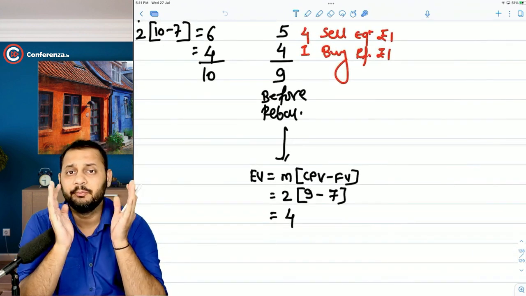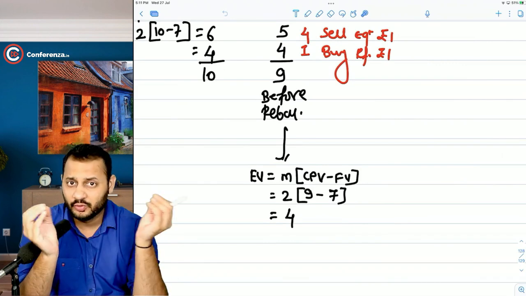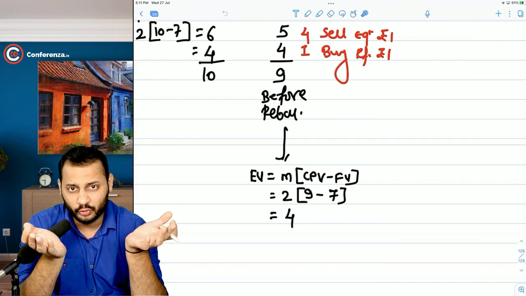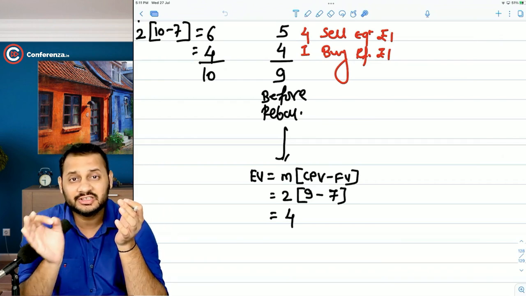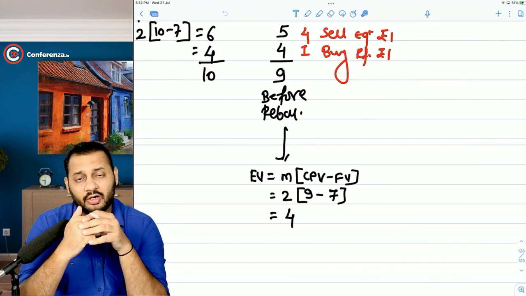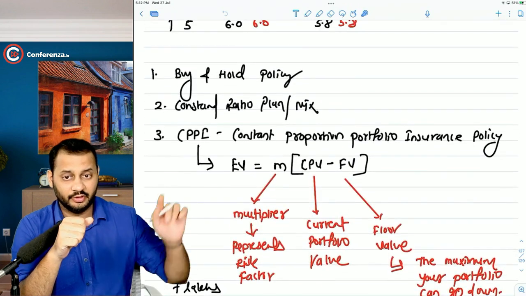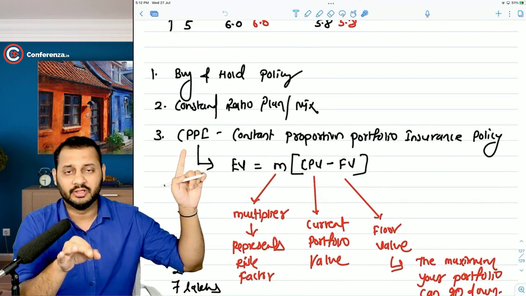So there are 3 policies in portfolio rebalancing. The first one is do nothing approach, or we can say buy and hold policy. The second policy is the constant ratio plan, or you can say constant mix plan, or the third one is the constant proportion portfolio insurance policy. Okay.